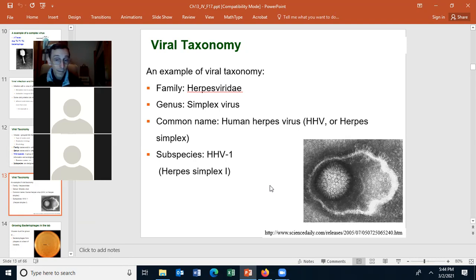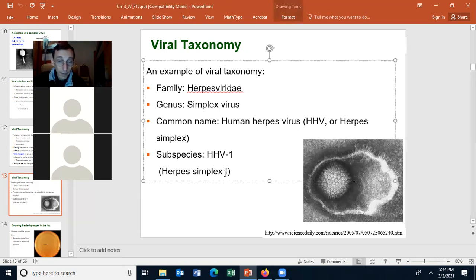Okay? The subspecies is important. If you don't know, human herpes simplex 1 causes cold sores, and human herpes simplex 2 is very different in its lesions. It causes genital lesions.